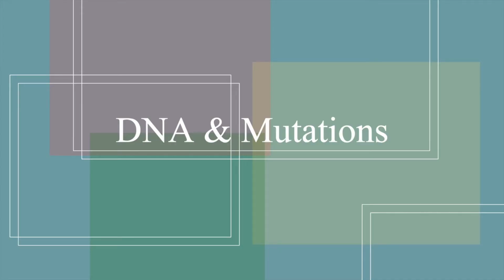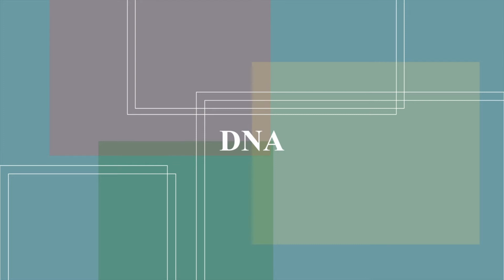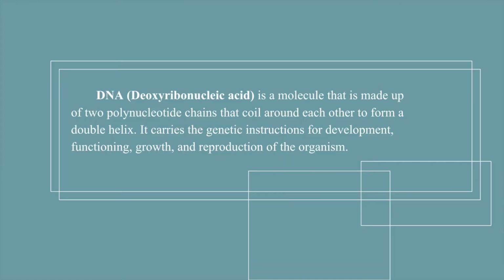DNA and mutations. Before we get into mutations, we need to know what DNA is. DNA, which stands for deoxyribonucleic acid, is a molecule that is made up of two polynucleotide chains that coil around each other to form a double helix. It carries the genetic instructions for development, functioning, growth, and reproduction of the organism.